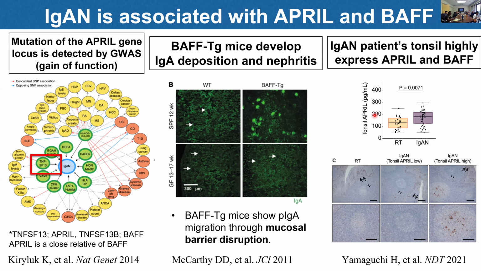The right figure is a part of the data from my paper. I analyzed the APRIL and BAFF expression of the dissected tonsil of IgA patients, with recurrent tonsillitis as control. I found that the tonsil of the IgA patient highly expresses APRIL and BAFF, mainly at the germinal centers and the epithelial gate, where many dendritic cells exist. So in these 15 years, much evidence of the IgAN and APRIL pathway has been accumulated.